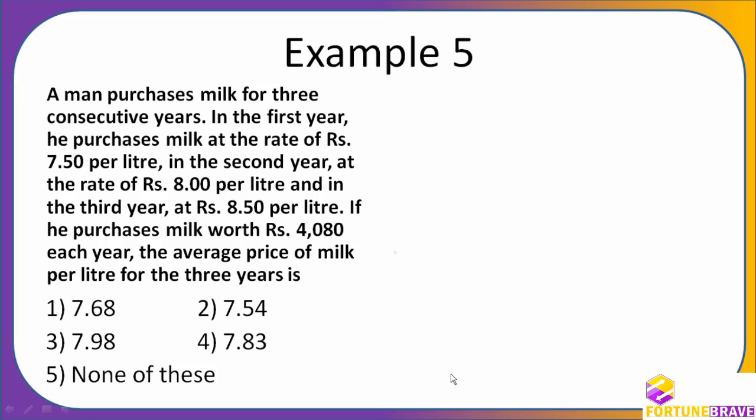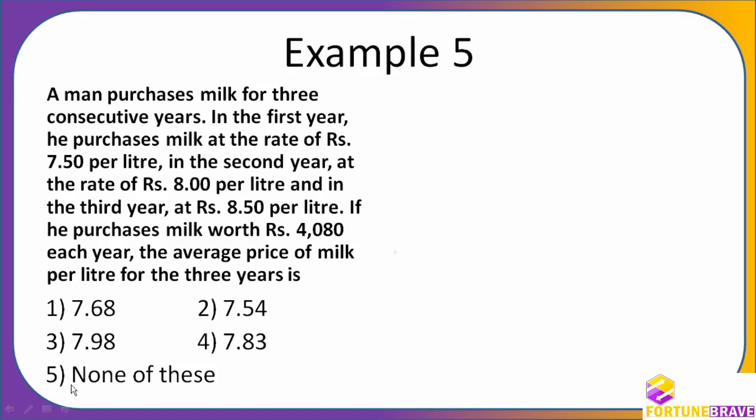Now in this question, if he had purchased the same number of liters every year, what would the average have been? Just think about it. If he had purchased the same number of liters, not the same money. When the money comes into the picture, the picture will change. So if the number of liters were the same, then the average would have been 8 rupees. But they have purchased different quantities, so we need to find out the quantity, because I need to find out how much money has been paid.